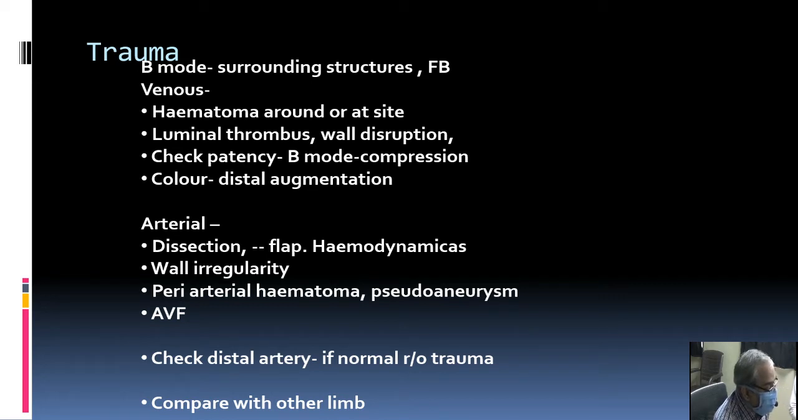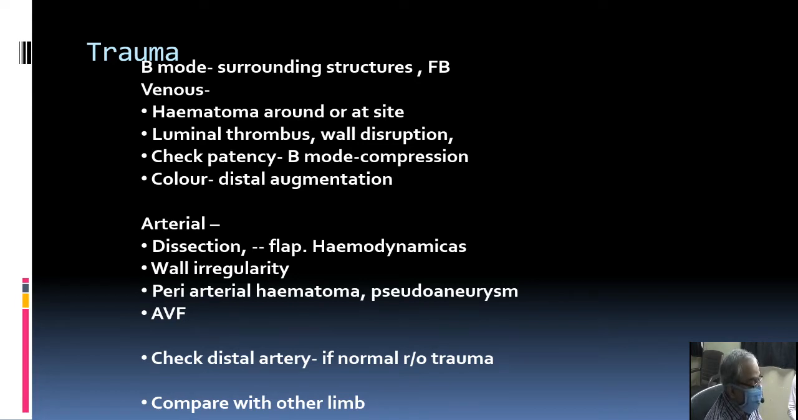On the arterial side, you can get dissection. In case of dissection, we will look for a flap, that is a hyperechoic thin structure floating into the lumen. We have to look at hemodynamics. We have to look whether there is a true lumen and a pseudolumen, and whether there are hemodynamic changes in the distal flow. Sometimes at the site of penetrating injury, wall irregularity can be seen, as mentioned in the literature. There can be periarterial hematomas. Pseudoaneurysm can be there.